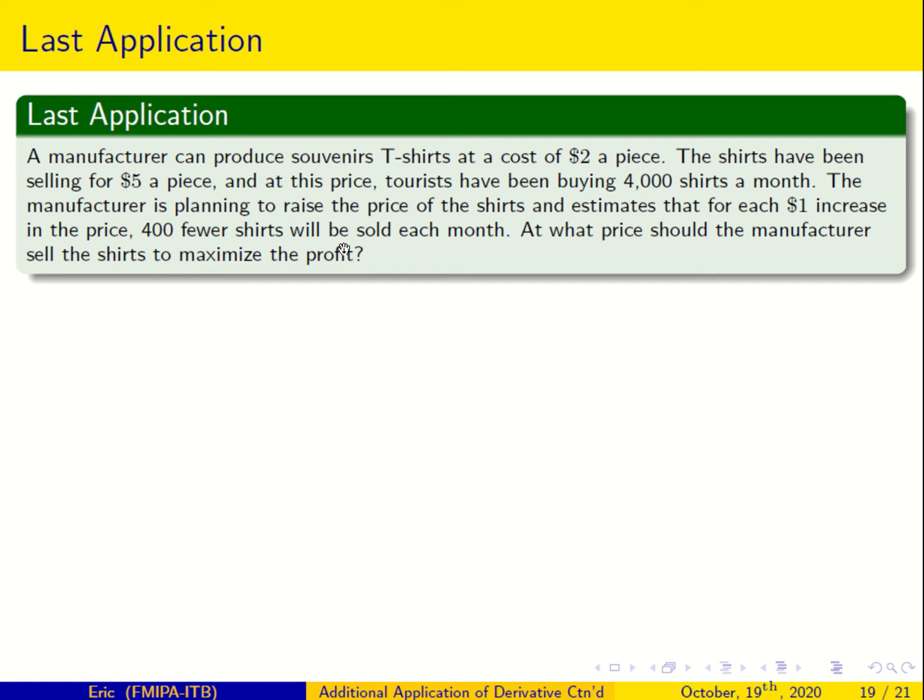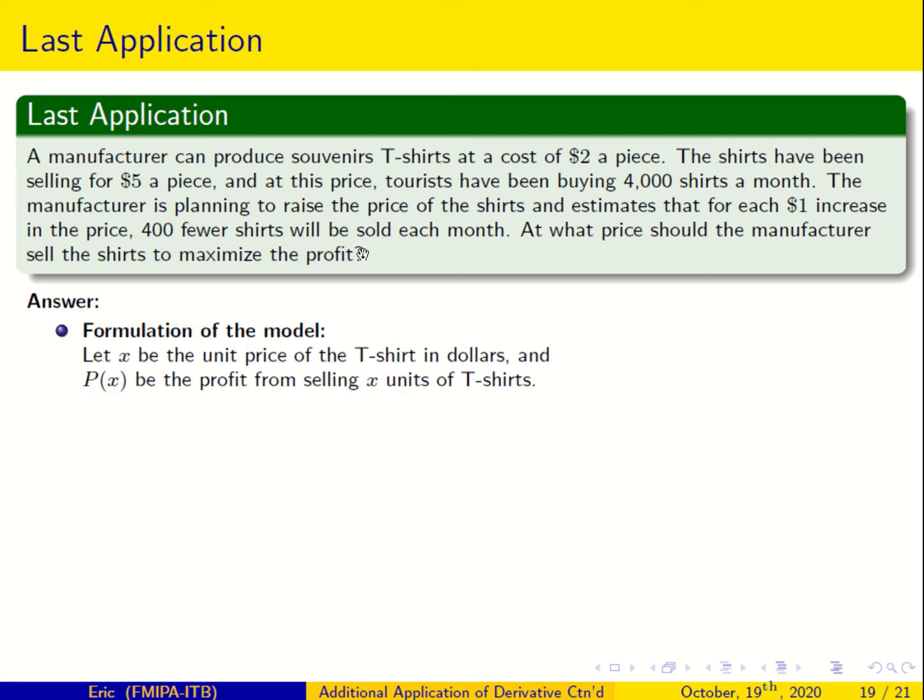For this kind of problem, we have to define what is x and what is y and try to formulate the problem in one variable. First of all, formulation of the model: we define x to be the unit price of the t-shirt in dollars, and P(x) be the profit from selling x unit price t-shirts.